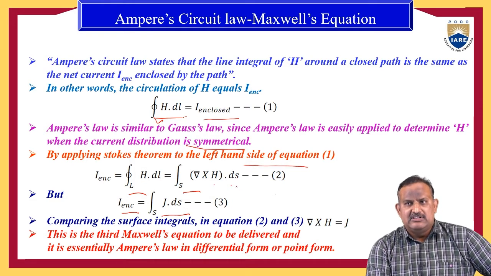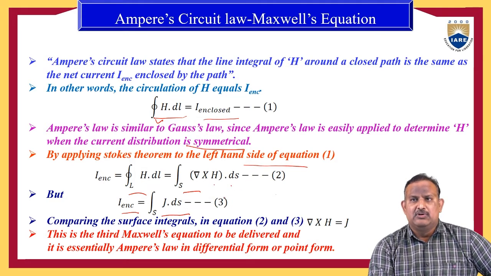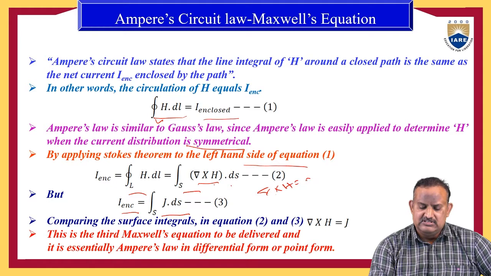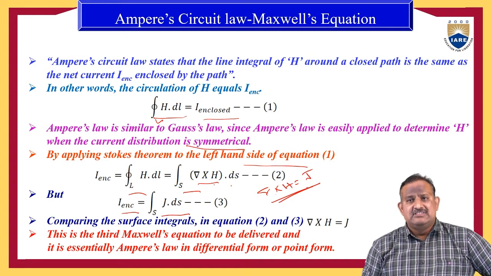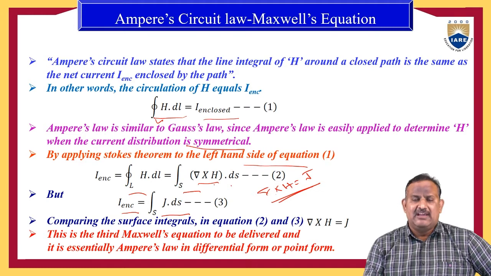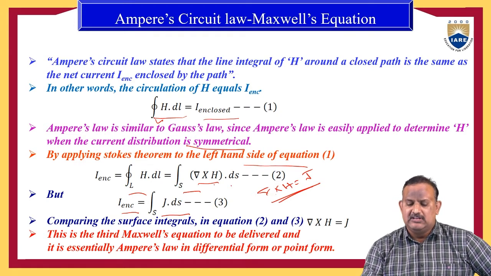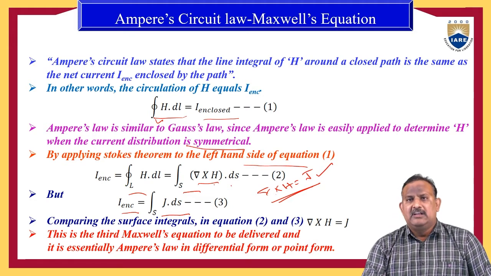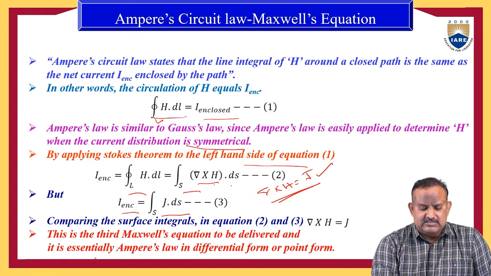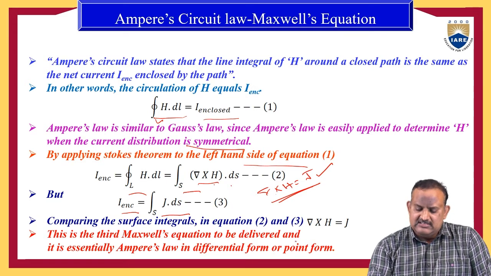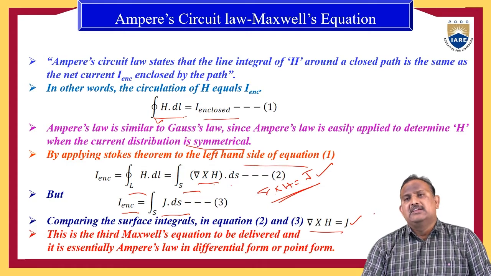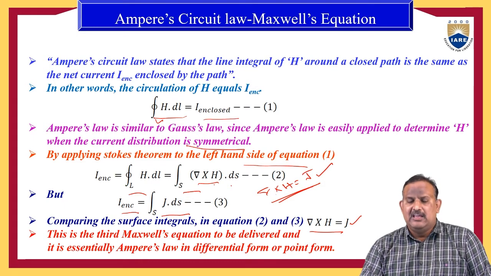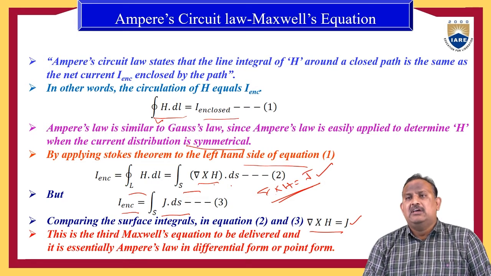If we compare equations 2 and 3, we can write del cross H equal to J, which is Maxwell's third equation, or Maxwell's first equation for magnetic field. It is Ampere's law in differential form, because it includes differentiation: del cross H equal to J. We can call it the Maxwell equation, or Ampere's circuit law in differential form or point form.